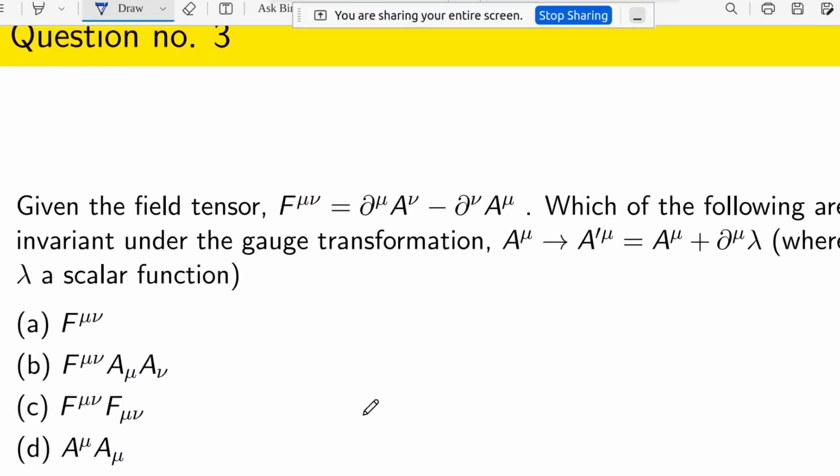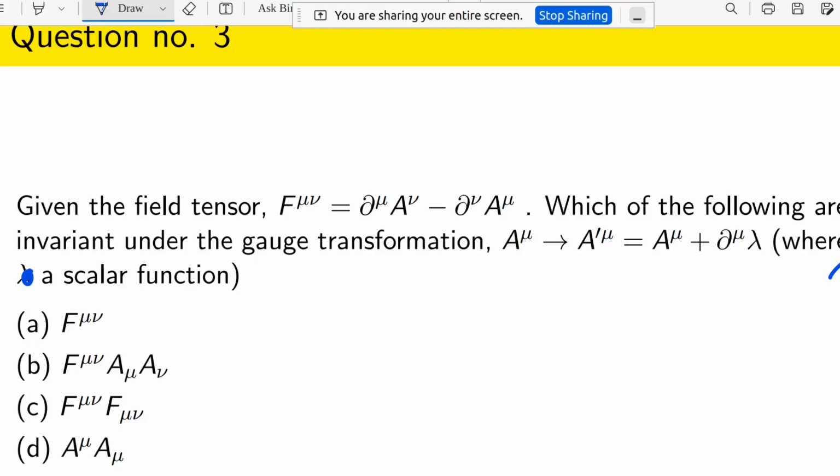Okay. So given the field tensor F mu nu equals to del mu A nu minus del nu A mu, which of the following are invariant under the gauge transformation? Where lambda is a scalar function. There is a typo, it will be lambda is a scalar function. So the four options are F mu nu and so on, and then del mu A mu.